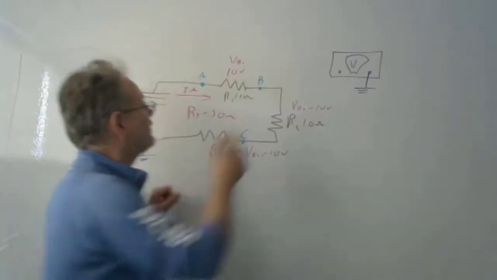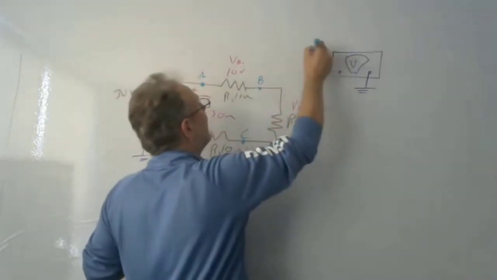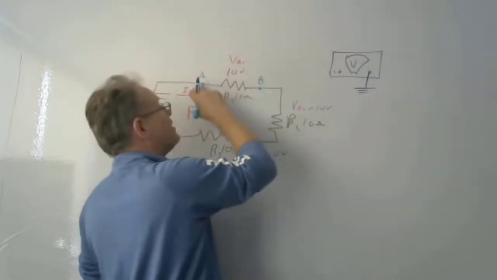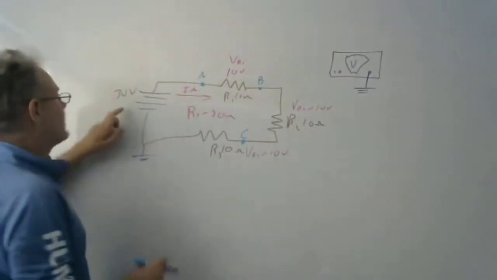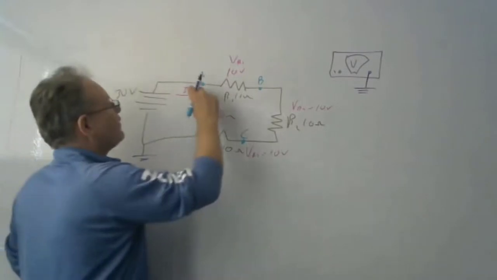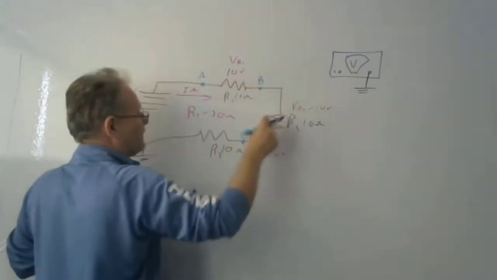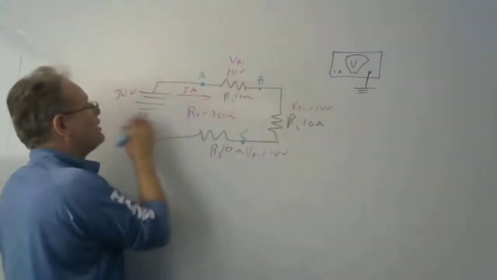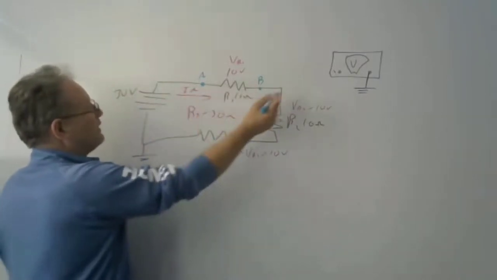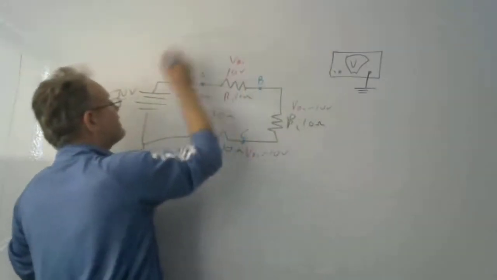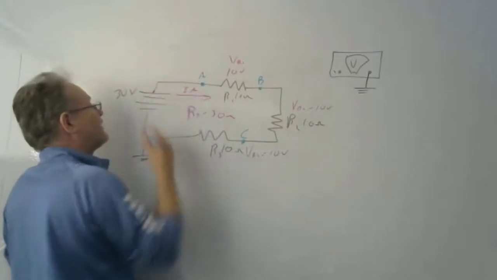If I were to hook it up to A, I know that what I would do is actually see the source voltage because I'm studying the voltage drop across this and this and this, so the total. So I'm actually going to see 30 volts because that wire that's connected here is still also fully connected to there as well.